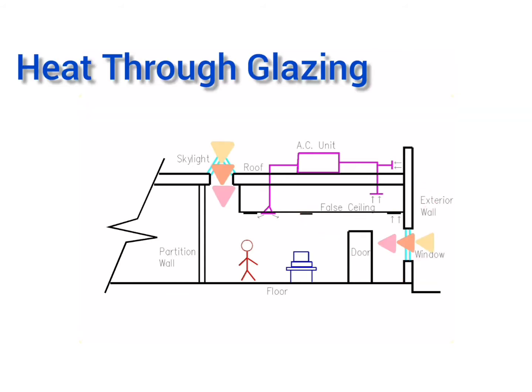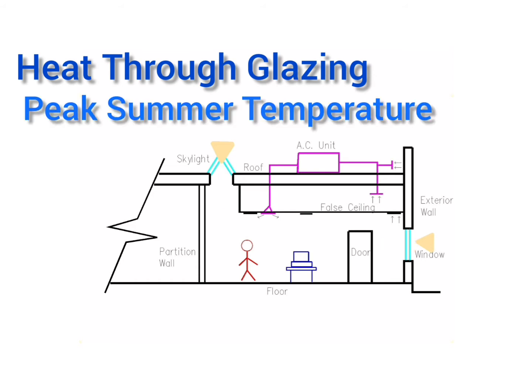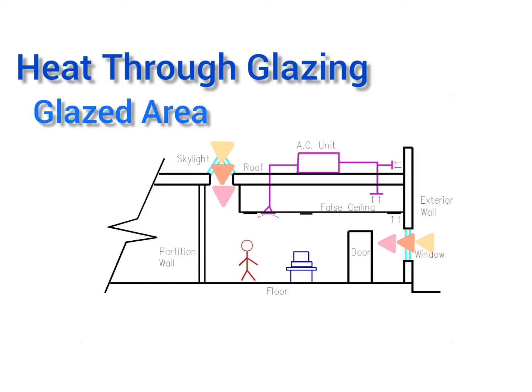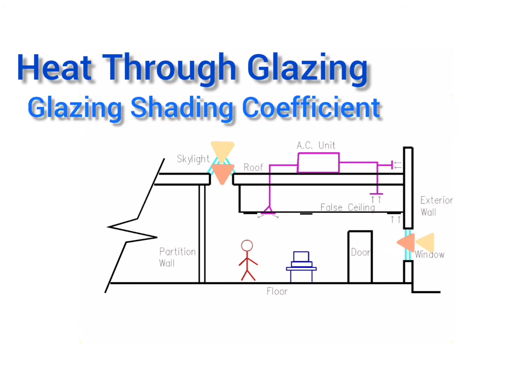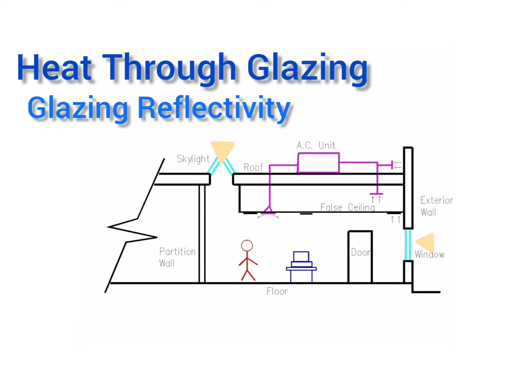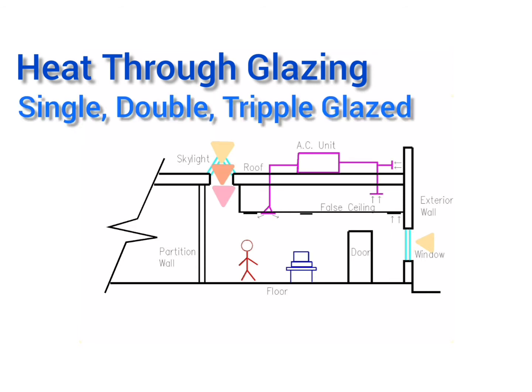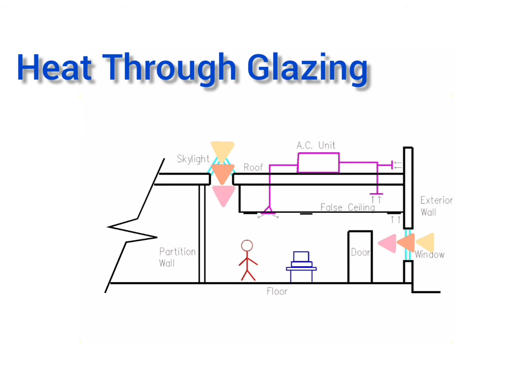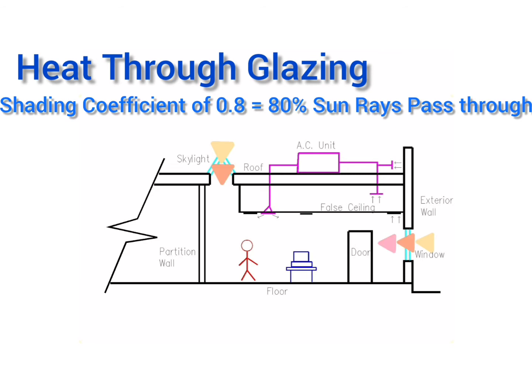Then there is heat through glazing from outside, whether it is a window in a wall or a skylight in roof, which depends on peak summer temperature, glazing area, U value and shading coefficient, color, reflectivity, and whether single, double, or triple glazing, etc. Shading coefficient, we mentioned before, is the amount of heat transferred relative to clear glass, which has shading coefficient of 100%. So a shading coefficient of 0.8 means 80% of sun rays pass through glass.